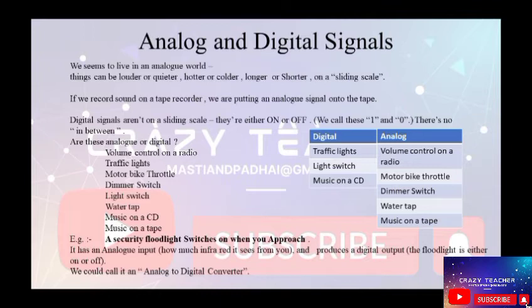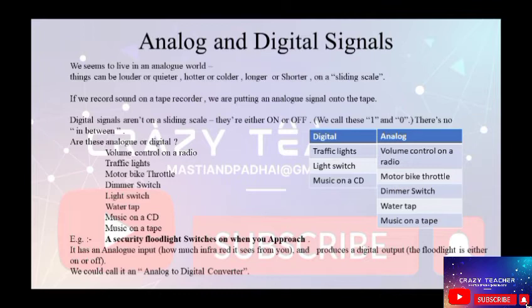So we make statements like louder, quieter, hotter, colder, longer, shorter. So this is a sliding scale. Maybe if I say make it louder, you turn the knob a bit, and maybe I'm satisfied. I say okay, or I say no, reduce it a bit, so make it quieter. So that is an analog signal. When you are recording some sound on a tape recorder, you are putting the analog signal onto the tape.